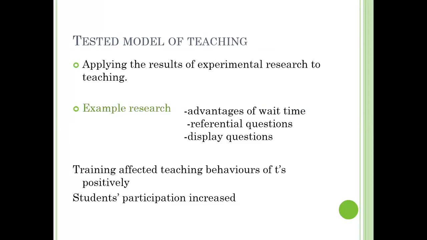The next one is the tested model of teaching, and in this one, applying the results of experimental research to teaching is considered to be important, and I'll talk about an example research. It was conducted with a teacher, and the teacher was taught the advantages of wait time after asking questions and the difference between display and referential questions. After the research, it was found that training affected the teacher's behaviors positively, and students' participation increased.